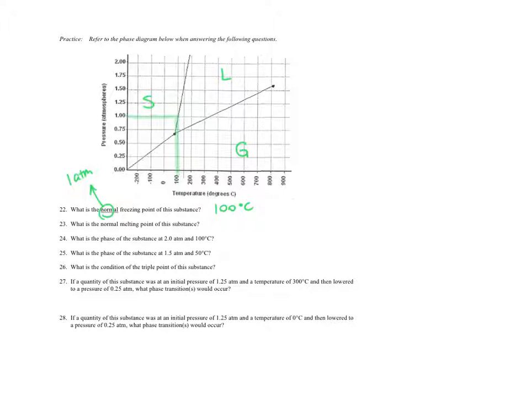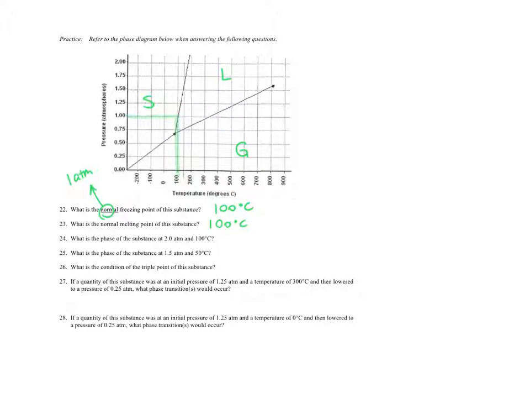The next question says, what is the normal melting point? So again, it says normal, 1 atm. I'm going to think that melting is when you go from solid to liquid. So this time I'm transitioning this way over the line. But if you pay attention, at 1 atm, the melting point is the exact same as the freezing point, and that will always be true. The freezing and melting point is actually the same for every substance.